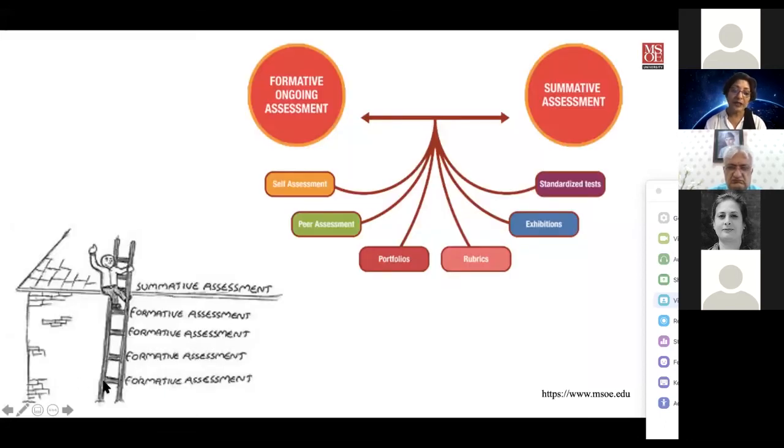So formative assessment is step by step by step by step. We go up the roof. And summative assessment is a standardized test, for example. That means when I prepare an MSOE student, when he or she leaves me after 4 years or 2 years, they should be able to go anywhere in the world and be able to use their skills in a new environment, in a new applicability. That's my success as a teacher.